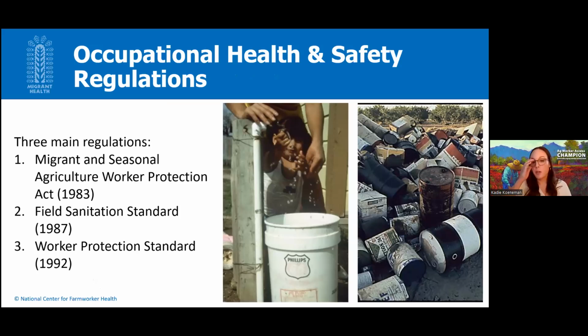So to address some of these occupational and environmental risks, there are 3 regulations that have been put into place specific to agricultural workers. The Department of Labor put into place the Migrant and Seasonal Agricultural Worker Protection Act in 1983, which established the rights of ag workers and the guidelines labor contractors must follow. The second is the Field Sanitation Standard of 1987, which OSHA put into place. It applies in all states and requires the availability of safe drinking water and sanitary toilet facilities.